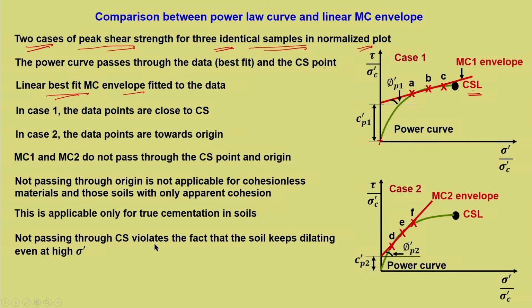Not passing through the critical state violates the fact that the soil keeps dilating even at high sigma dash. So, the contribution of suppression by sigma dash is not accounted for if the Mohr Coulomb envelope is not passing through the critical state point. These are some of the violations we have to keep in mind when we use the Mohr Coulomb failure envelope for representing peak behavior.